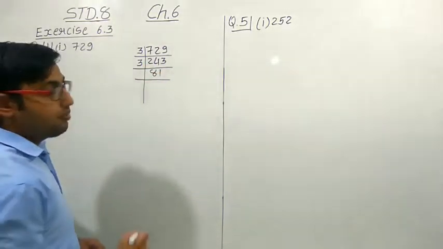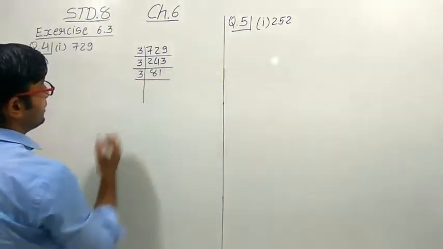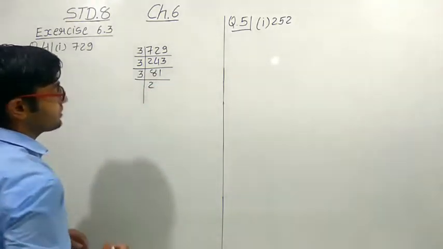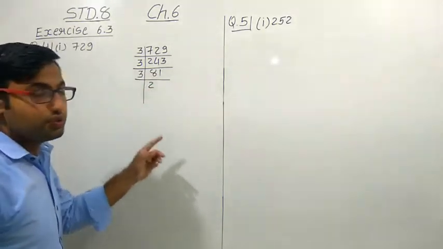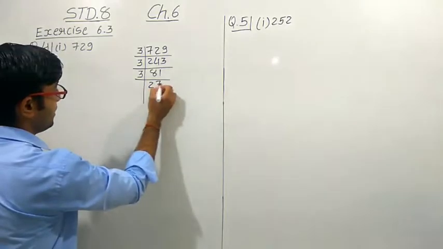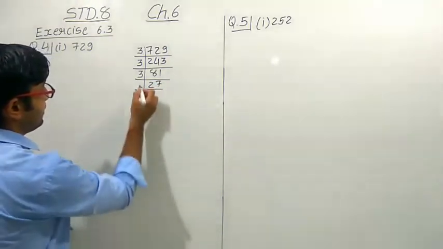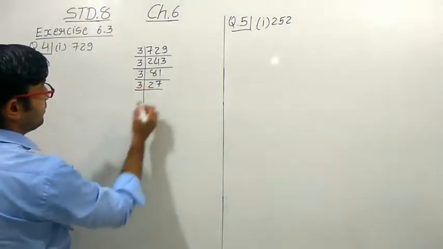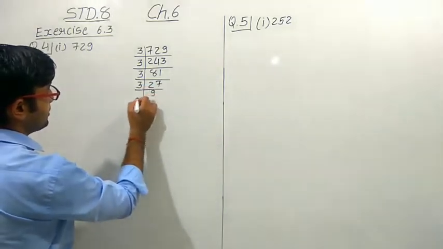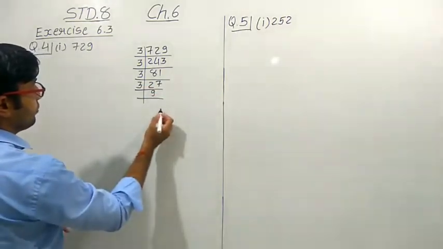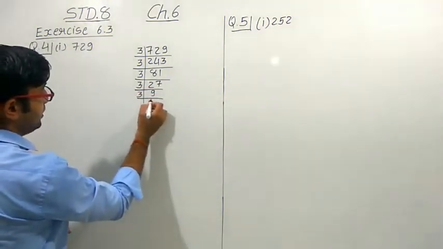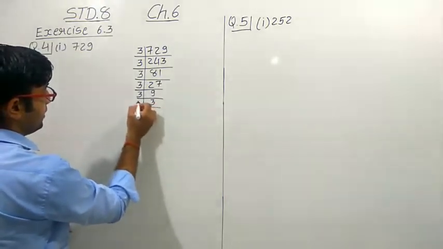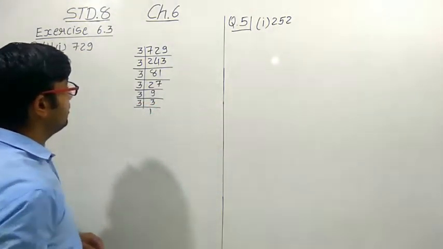Okay. Again divided by 3, we get 3 2s are 6. 8 minus 6 is 2, 21. So 3 7s are 21. Again divided by 3, we get 9 3s are 27. Okay, we can divide it again by 3. So 3 3s are 9 and we divide again by 3, we get 1.